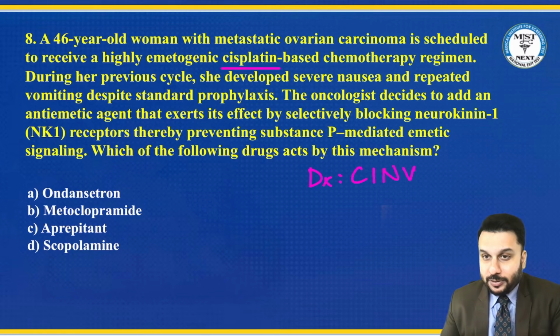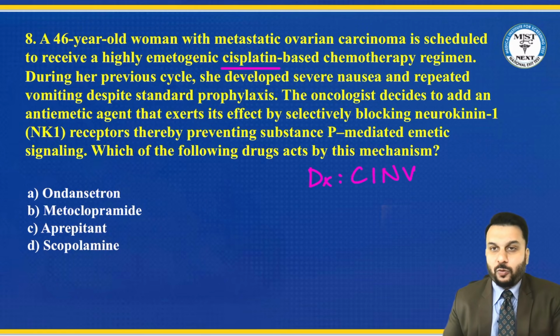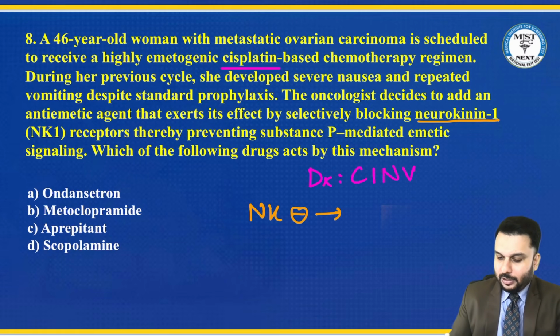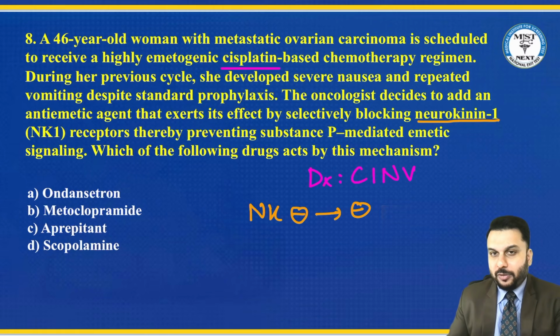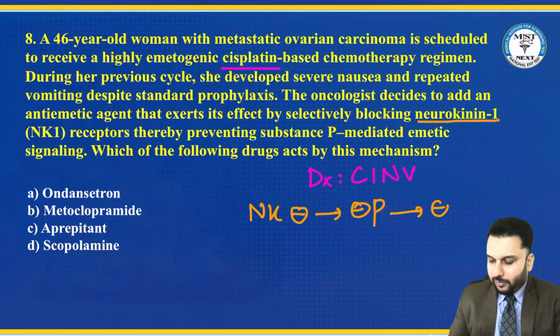Okay, substance P, there is something in the body that causes vomiting. So, neurokinin, if you block, that is called NK. If you block neurokinin, that substance P will be blocked. And if substance P is blocked, then the vomiting will be blocked.